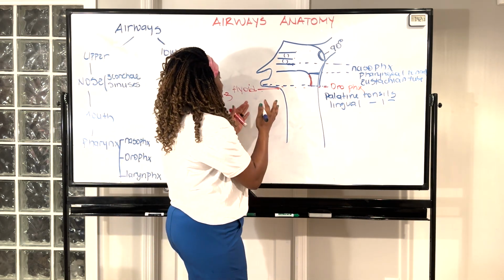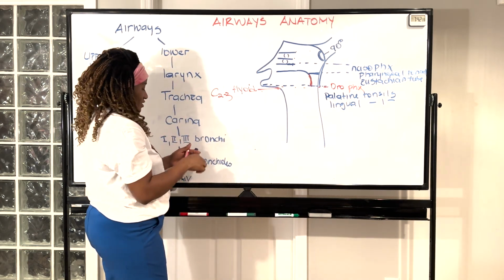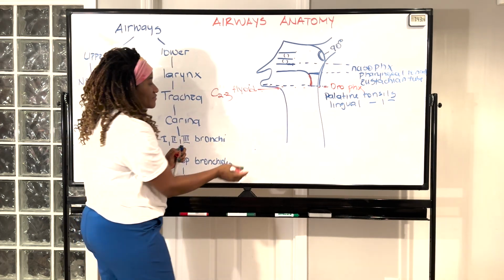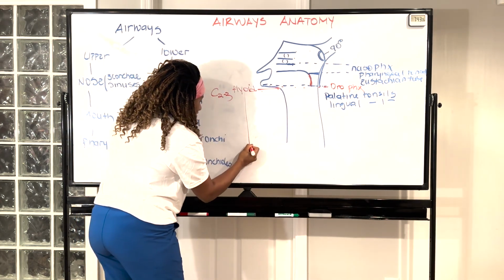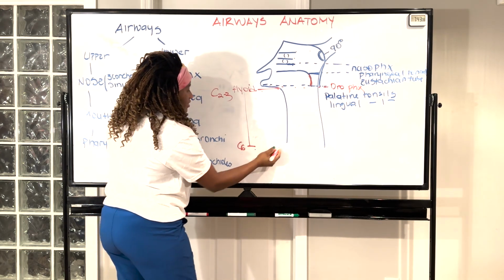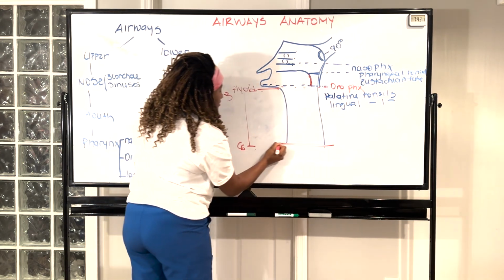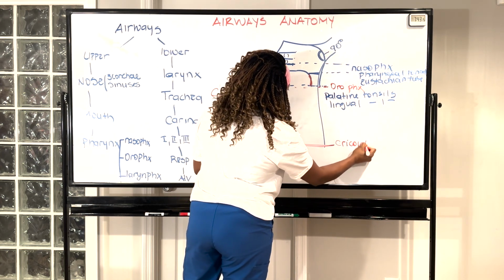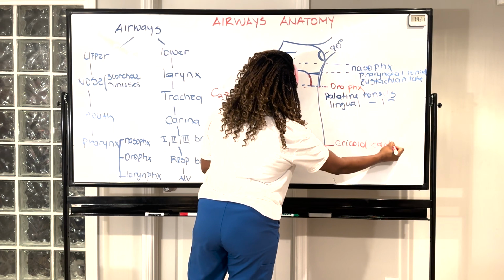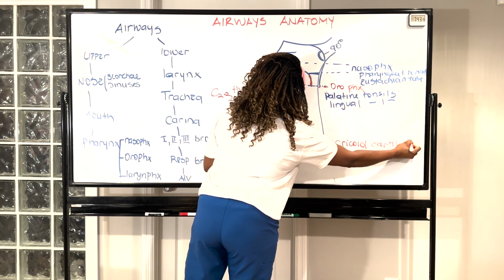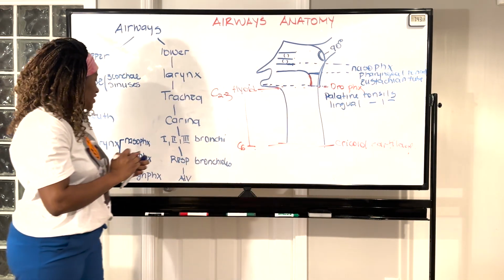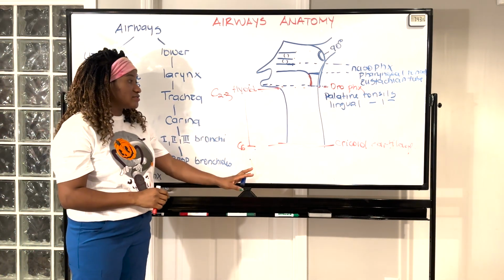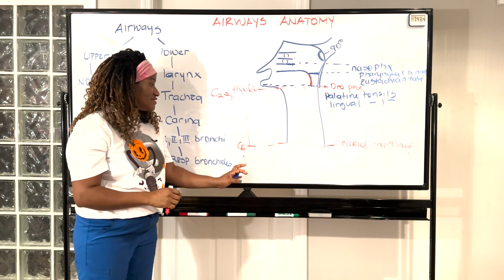laryngopharynx. So the laryngopharynx is going to go from your hyoid bone, C2, C3, to C6 here, and the C6 is gonna be your cricoid cartilage. So this is where your laryngopharynx is gonna go, from your hyoid bone to your cricoid cartilage at C6.